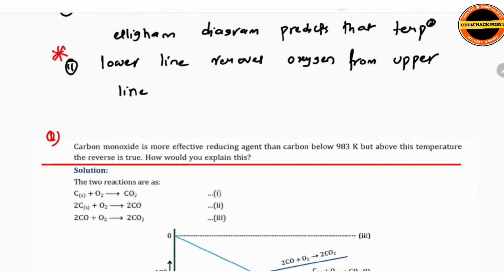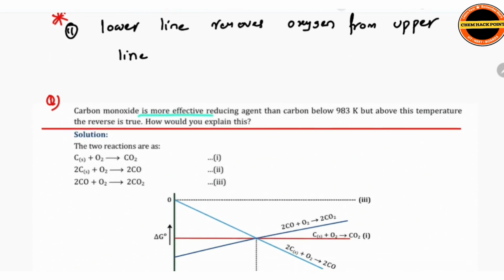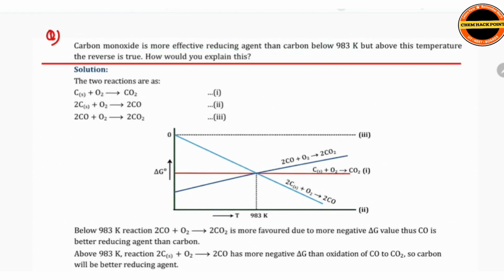See here, now one question. Carbon monoxide is a more effective reducing agent than carbon below 983 Kelvin, but above this temperature the reverse is true. How would you explain this? See, here there is 983 Kelvin. So below 983 Kelvin, in this zone, they mention carbon monoxide is a better reducing agent than carbon.